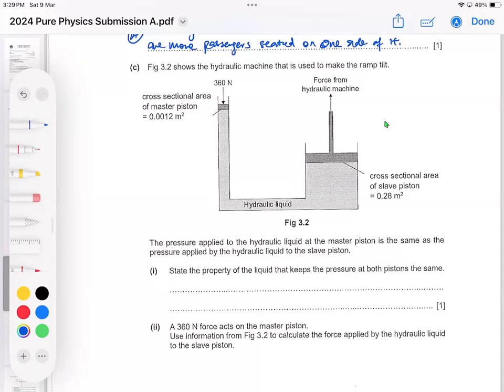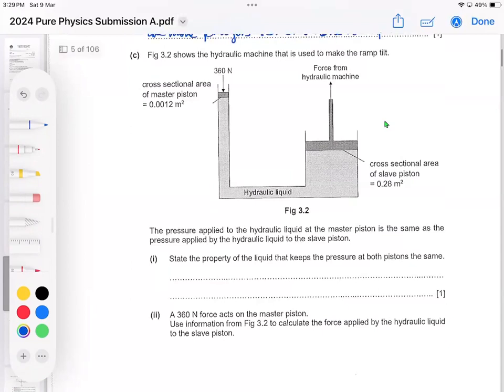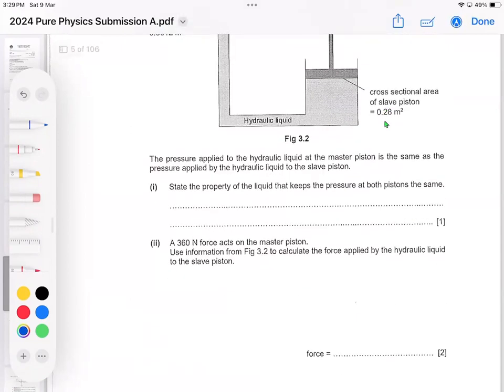Okay, the property of a liquid that lets it transmit pressure equally on both sides. It's able to do it because it is not compressible. And because of this, it's able to transmit pressure equally throughout the liquid.